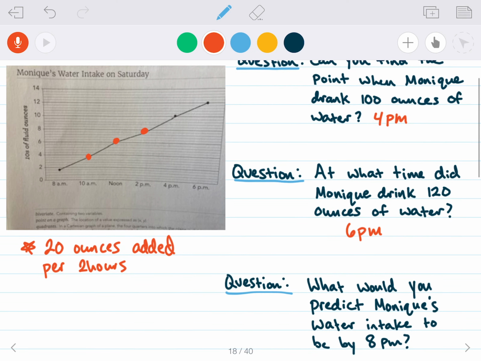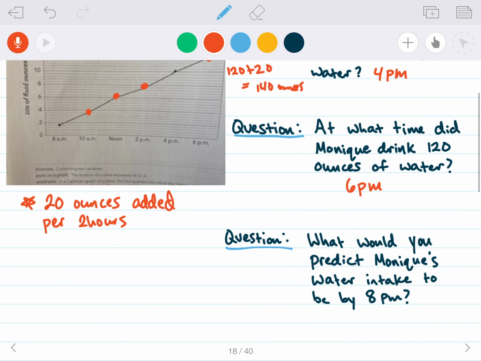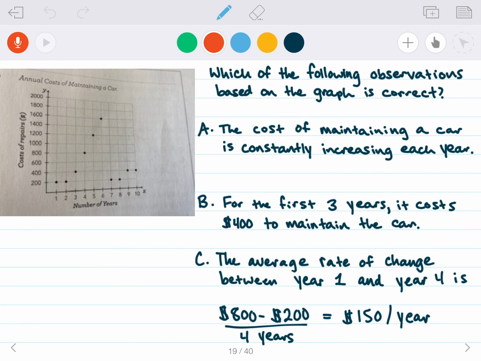So it says, what would you predict the water intake to be by 8 p.m.? Well, here at 6, we're at 120 ounces, and 8 p.m. is 2 hours away. So we expect that we'll have about 120 plus 20, which is 140 ounces. So that's one example of how we can use a graph to analyze data that's changing over time. Let's look at another one.